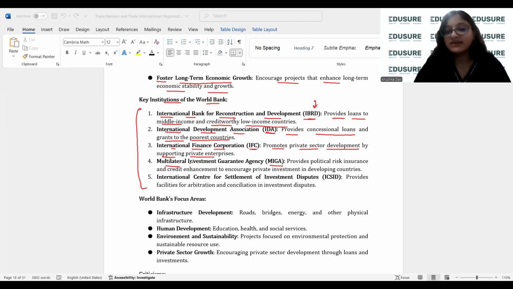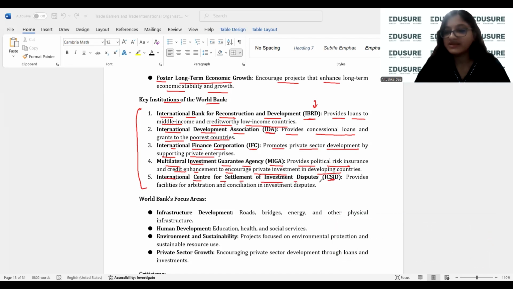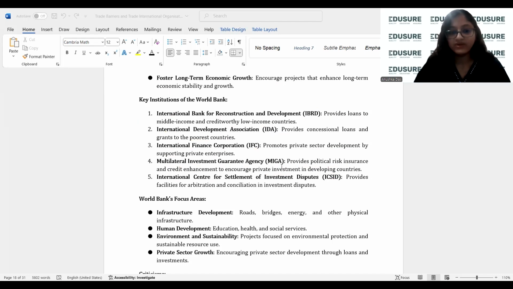Then you have MIGA, which is Multilateral Investment Guarantee Agency. All these come under the World Bank. All these are departments, you can say. MIGA provides political risk insurance and credit enhancement to encourage private investment in the developing countries. And finally, you have ICSID, International Center for Settlement of Investment Disputes, which provides facilities for arbitration and conciliation in investment disputes. So 1, 2, 3, 4, 5, five different kinds of institutions are there under the World Bank, which have different purposes that you must know. That is an important question that we will see in a while, when solving questions.